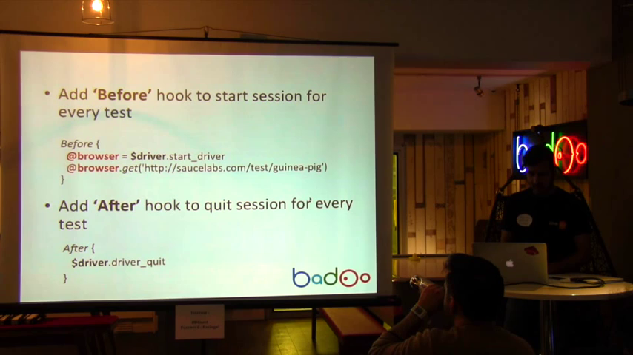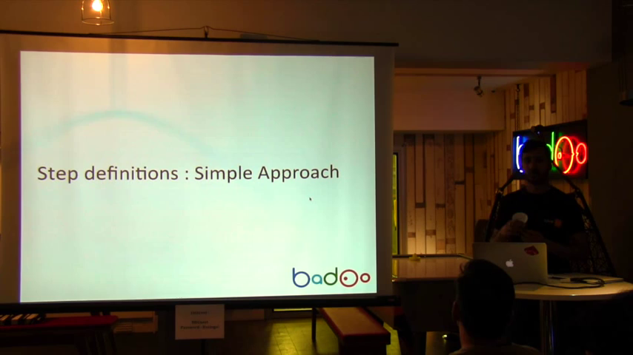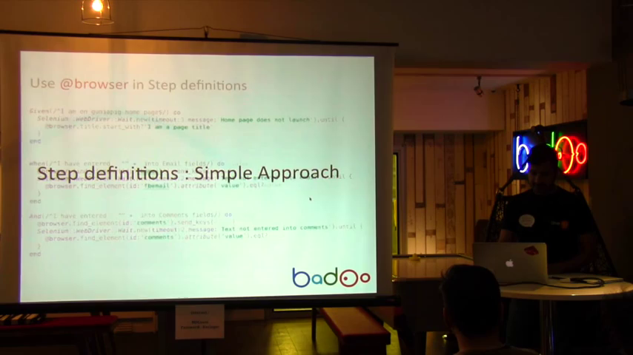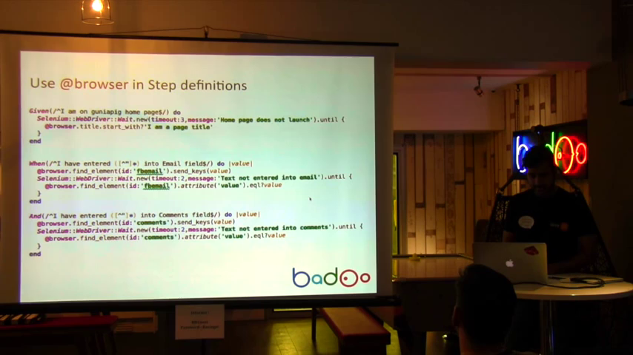The next thing is the implementation of the step definitions. From the hooks, you got the browser variable, which is like a web driver where you can get access to the mobile browser. The simplest way of implementing the step definitions is using this browser variable. You can get access to your locators and do all the regular stuff.